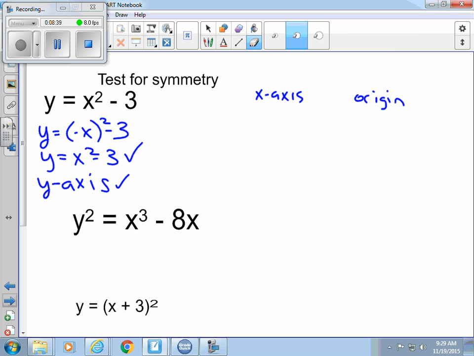So I take the x in the equation and put in a negative x. Simplify, so square it out. What happens when you square a negative? What's negative 3 times negative 3? Anytime you square a negative, doesn't it become positive? So when I square that, this becomes positive. This is the same as the original. So I get y-axis symmetry.